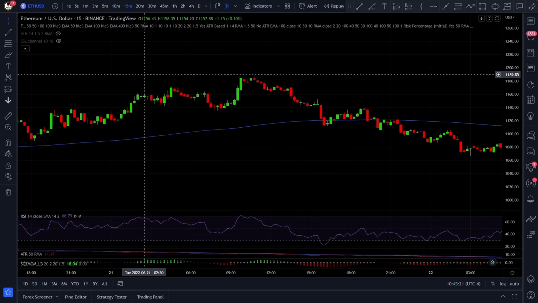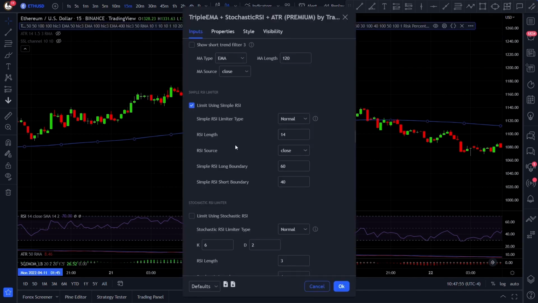Looking at the chart now, you can see that the long trade has been eliminated. On the top of the RSI limiter, you can find the RSI limiter type. Currently it is set to normal, but if you click on it, you can see a reverse type also. The reverse RSI limiter works exactly the opposite way. So it will only allow long trades when the RSI value is above the simple RSI long boundary and only allow short trades when the RSI value is below the simple RSI short boundary.